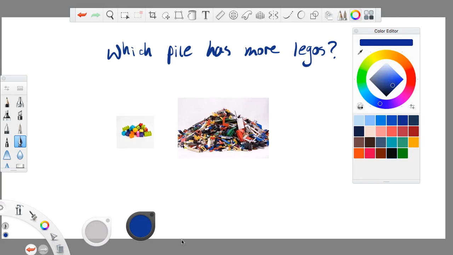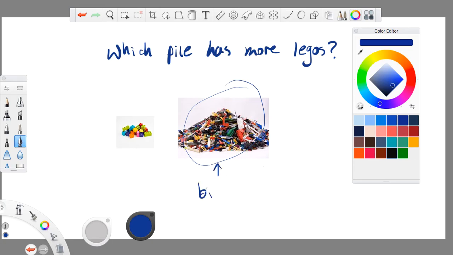Growing up, as you've developed as a human, you've learned about what has more, right? Which pile has more Legos? I hope you easily look here and say, oh, this pile has more, definitely more, right? And you know that because this pile's bigger. And so as you grew up, you learned that things that were bigger usually had more stuff, right? So we think that this has more because it's bigger.